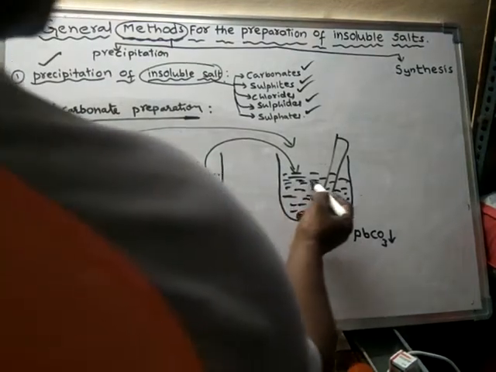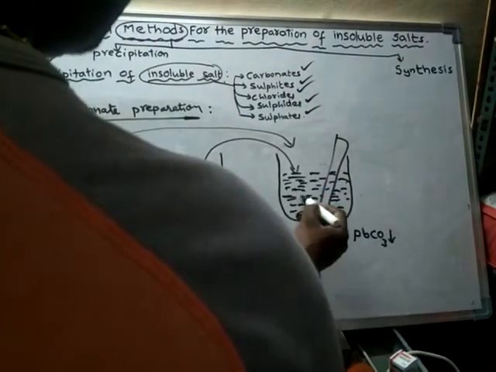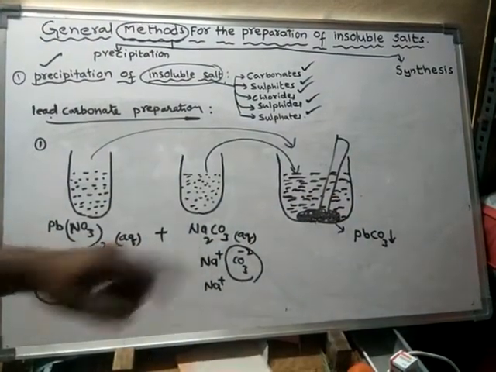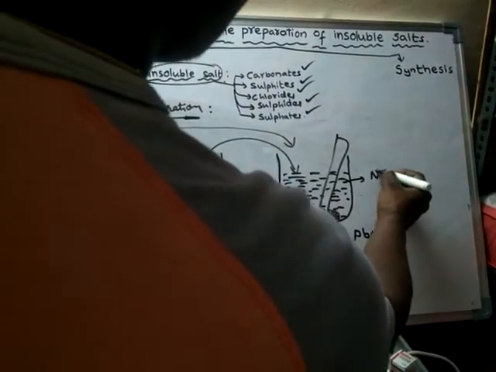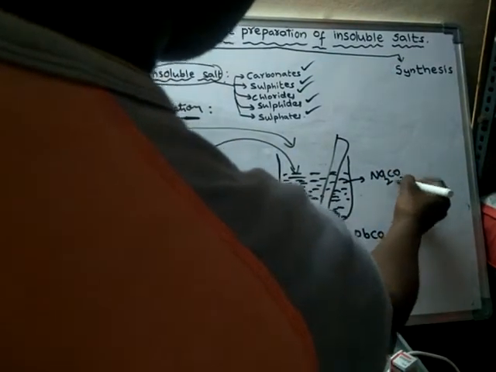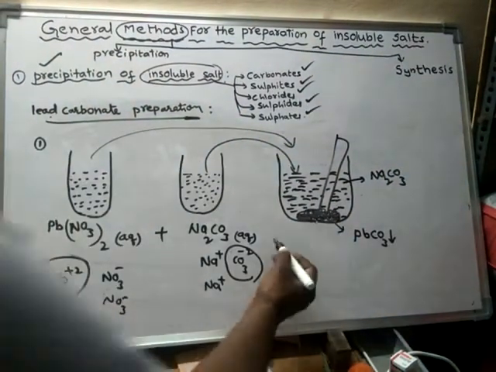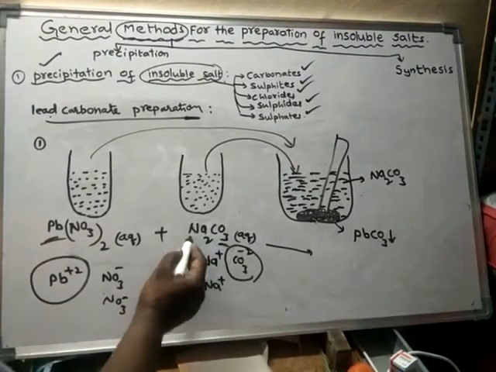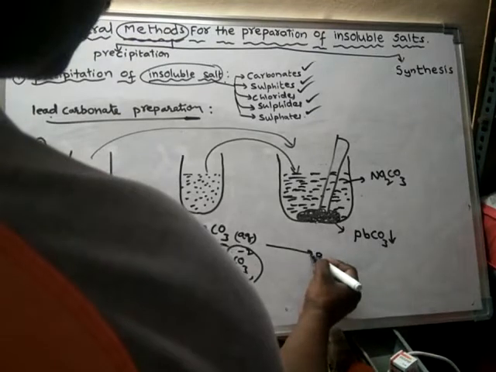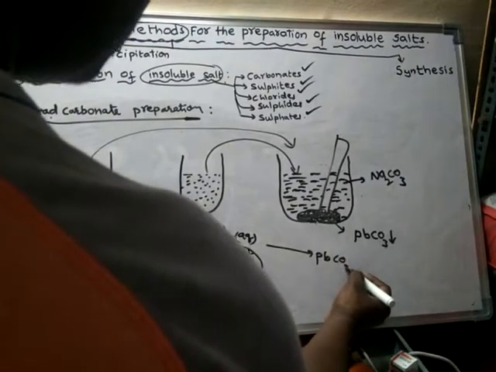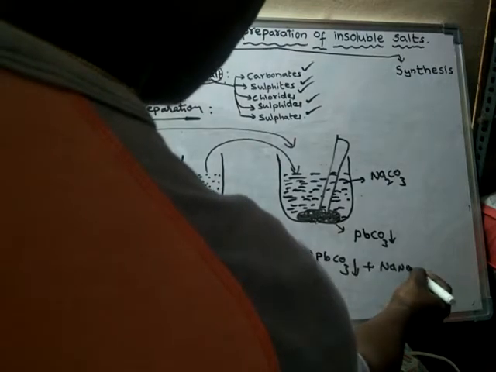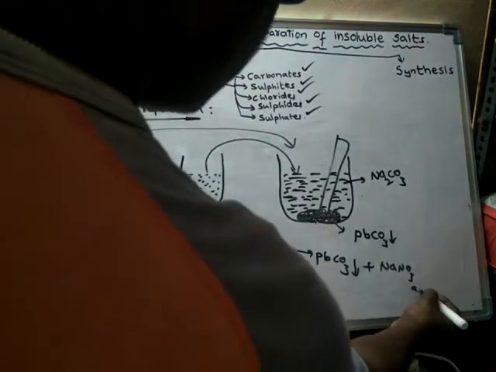And what is left over in this solution? In this solution we have already taken excess amount of sodium carbonate. That means some amount of sodium carbonate is left over in the solution. And what happens due to the reaction between these two? It forms lead carbonate, a precipitate, and sodium nitrate, NaNO3, a new salt. It is a soluble salt.